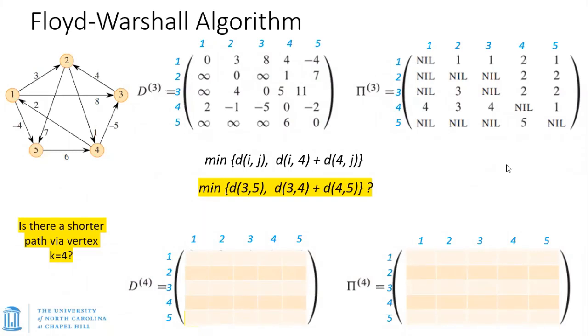And I've got a particular example for you to work on. Can somebody do this? What is the distance between 3 to 5? So you're going from 3 to 5, and you're comparing that to 3 to 4, k is equal to 4. And you're saying, is there a shorter path going via 4?